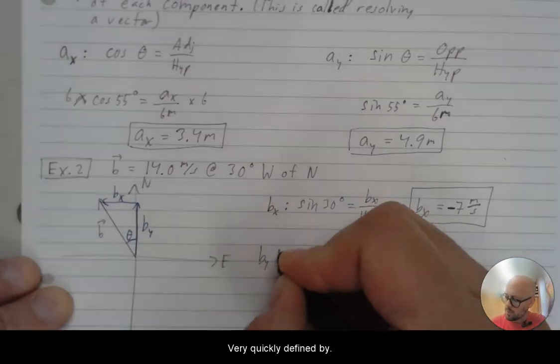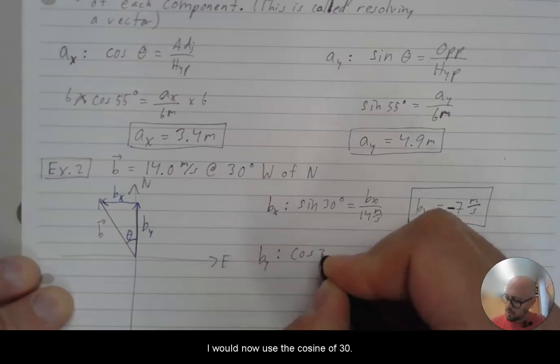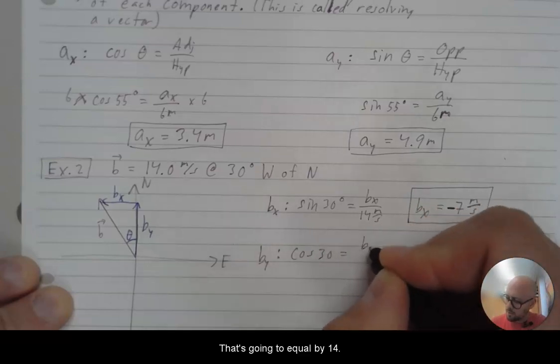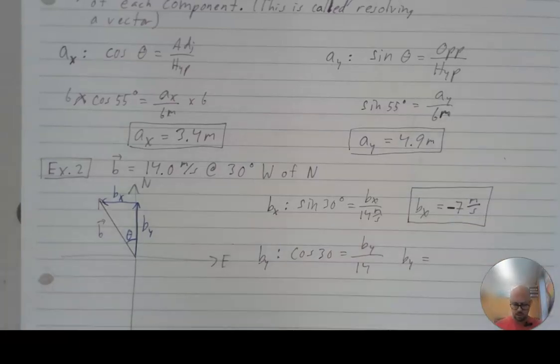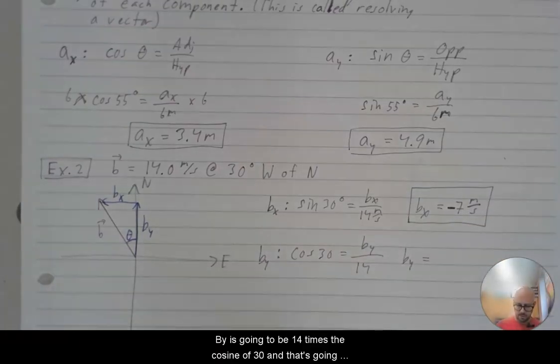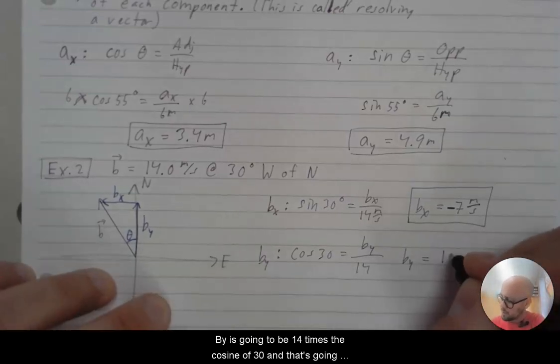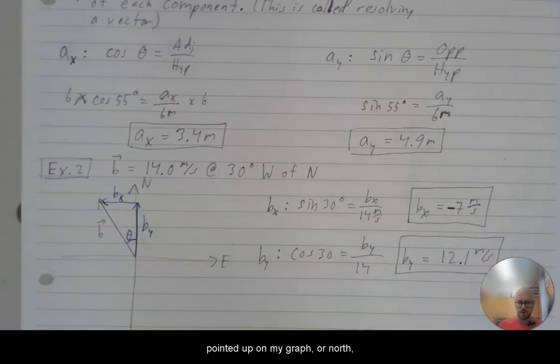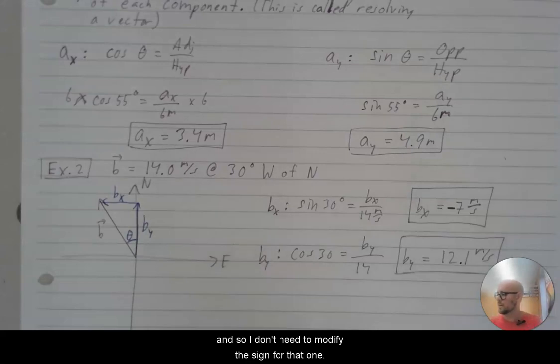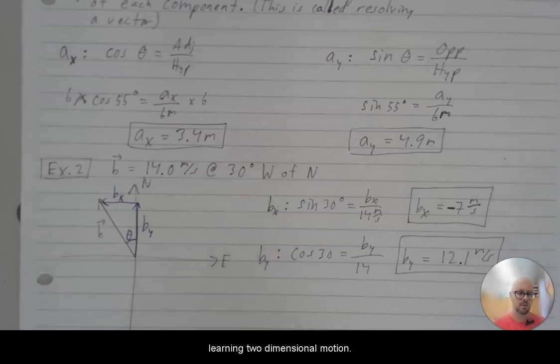Very quickly, to find BY, I would now use the cosine of 30. That's going to equal BY over 14. BY is going to be 14 times the cosine of 30, and that's going to be 12.1 meters per second. That is positive because that's pointed up on my graph, or north, and so I don't need to modify the sign for that one. So finding the components of vectors is the first stop in learning two-dimensional motion.